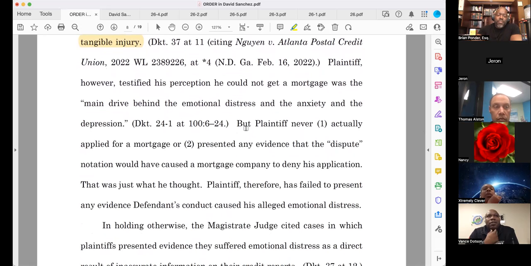Now, in some circuits, I think like the 10th Circuit and the 11th Circuit, and in the 7th, I think they may not recognize emotional distress. In the New York Second Circuit, they do. The 7th is terrible. They don't recognize it. And then in the second, they do, but it's a lot of twists.